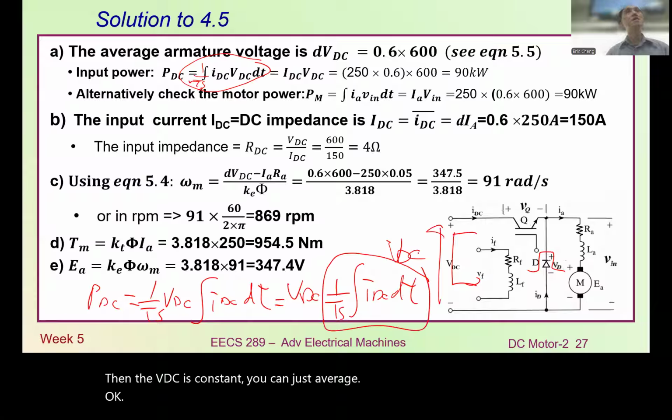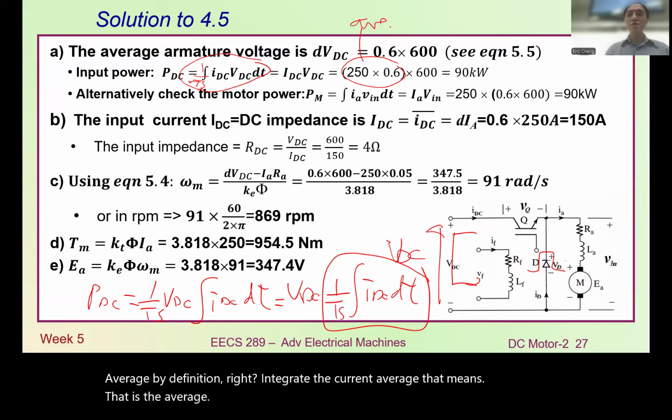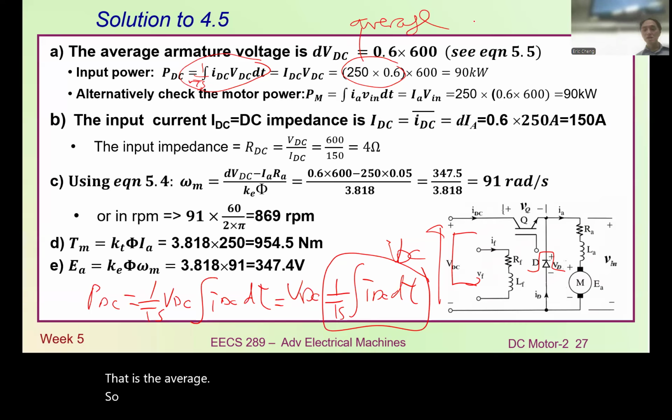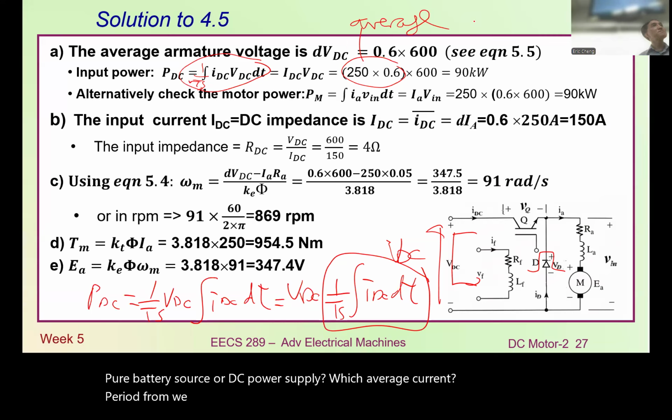So this is average by definition, right? Integrate the current, that is the average. So by first principle, to get the power from the DC source, a pure battery source or DC power supply, we use average current. Purely, we don't use RMS because of this equation. Okay, you get that? So don't use an RMS meter to measure the current for a DC source.